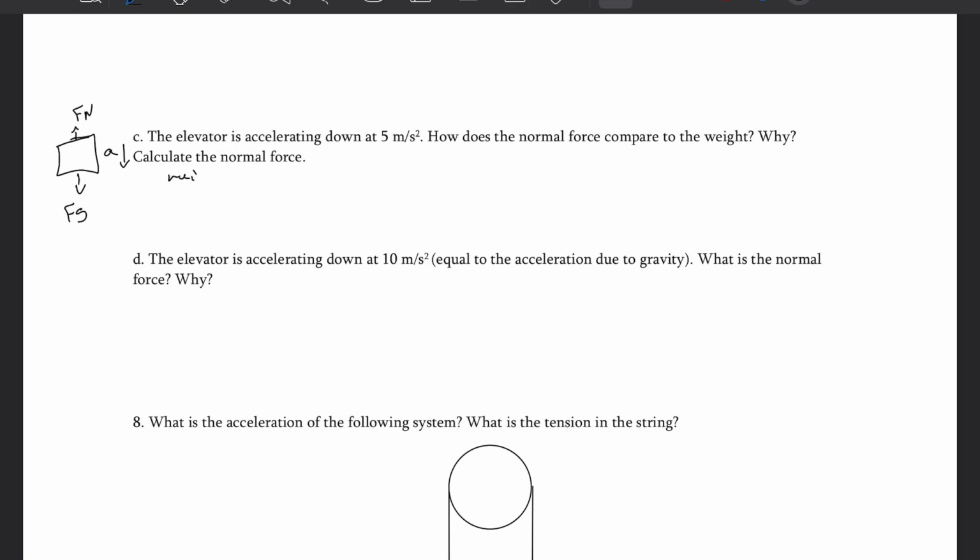How does normal force compare to weight? It's less. Why? In order to accelerate downward, you need a net force that's down. Since force of gravity is set by mass times the acceleration of gravity, in this case, force of gravity is not changing, weight's not changing. Force normal must have gotten smaller.